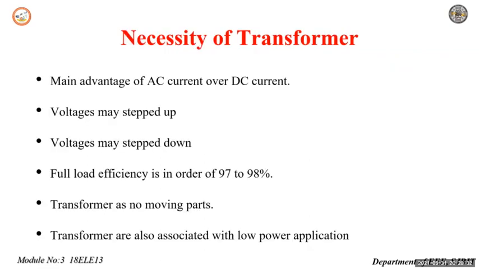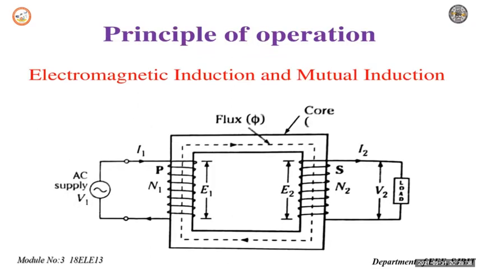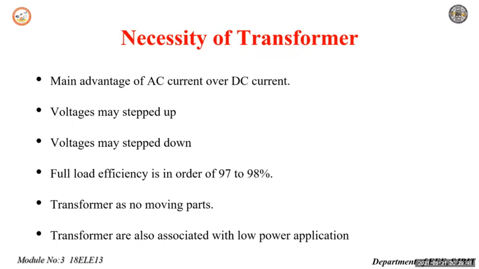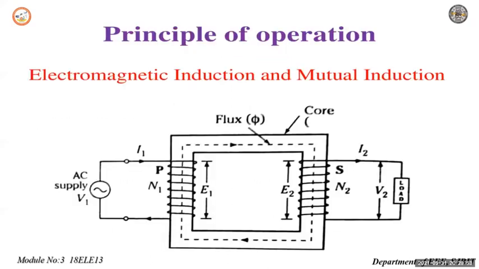Now, what is the necessity of transformer? There are so many requirements and advantages of using transformers. The first one is that voltages need to be stepped up and stepped down. Full load efficiency in the order of 97 to 98% is required. So these are the applications of transformer.